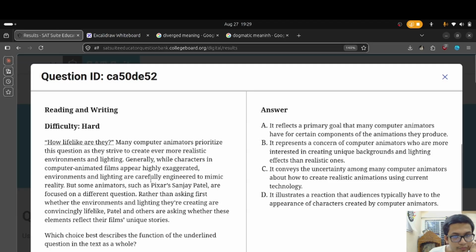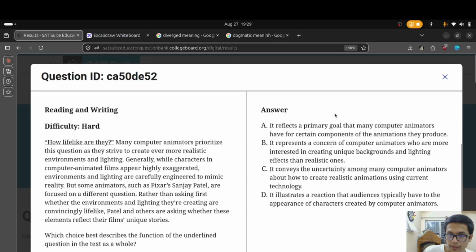So you see, some participants are focused on different questions. So here is the meaning of the question. Rather than asking first whether the environments and lighting they're creating are convincingly lifelike, and asking whether these elements reflect their film's unique stories. Okay, so what should be the answer?